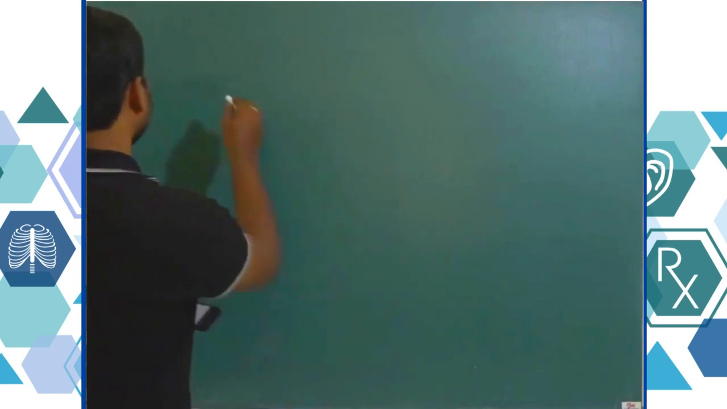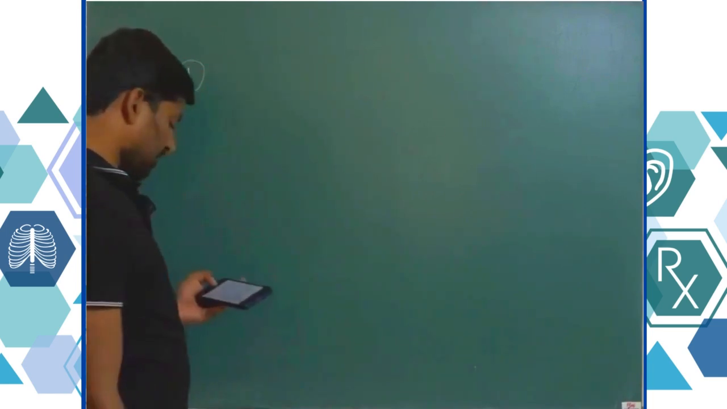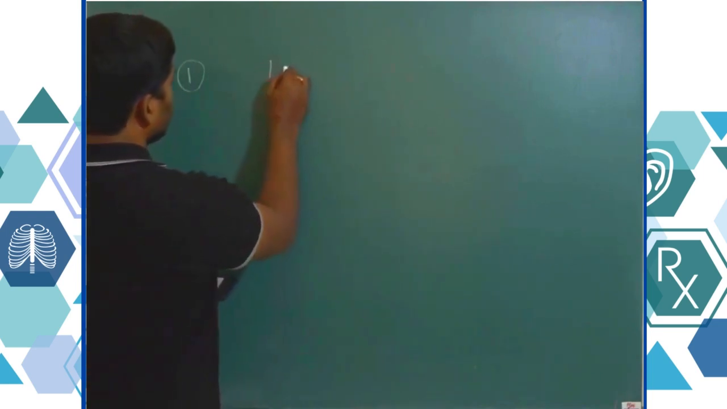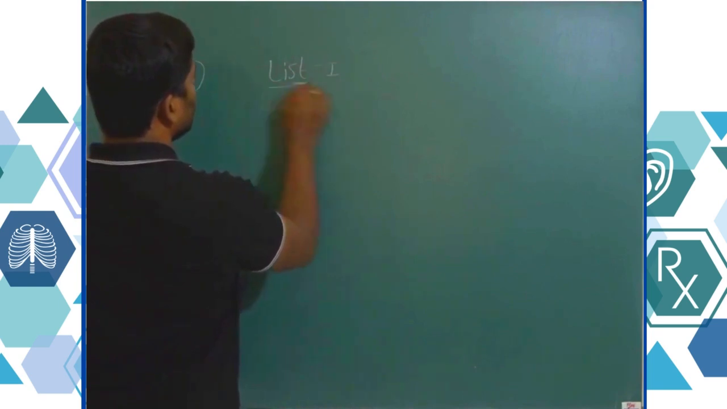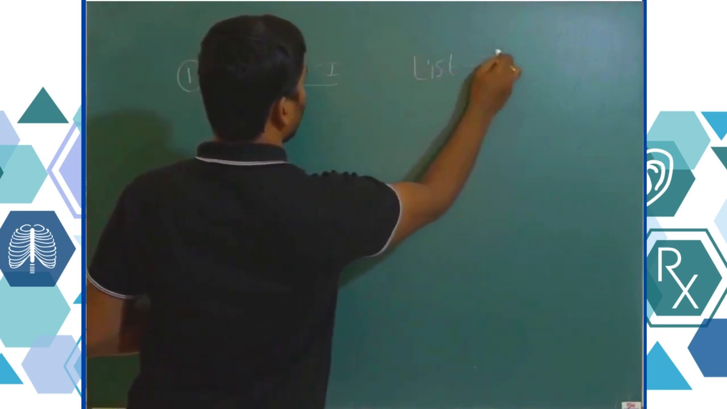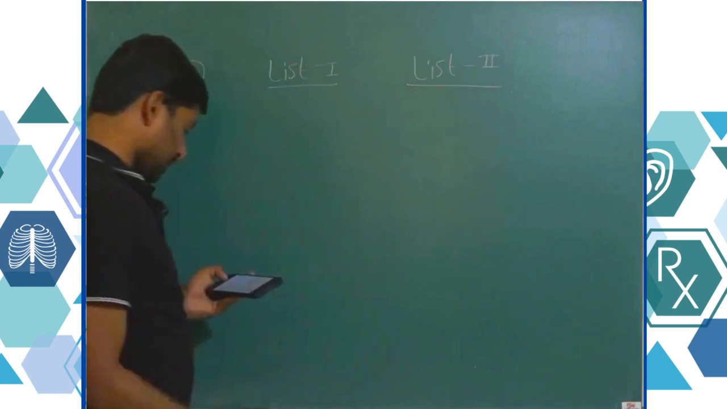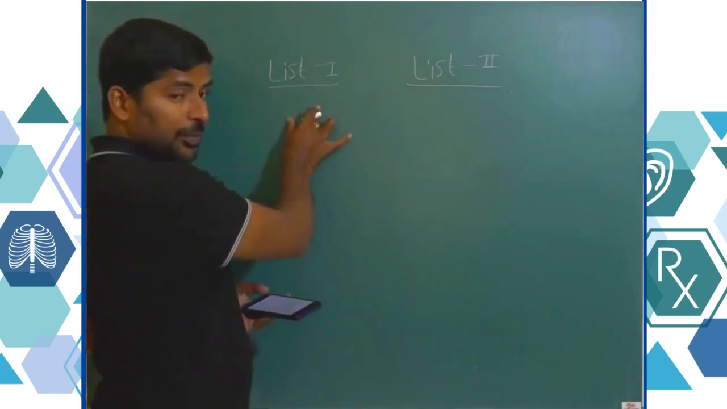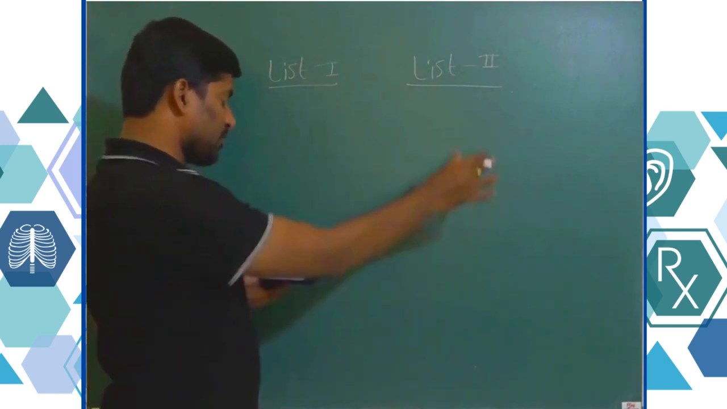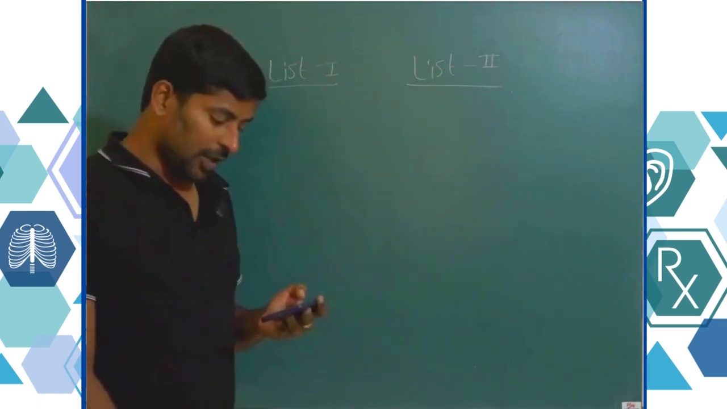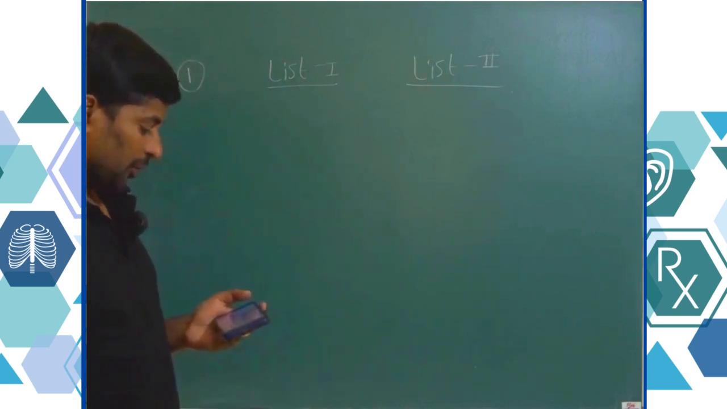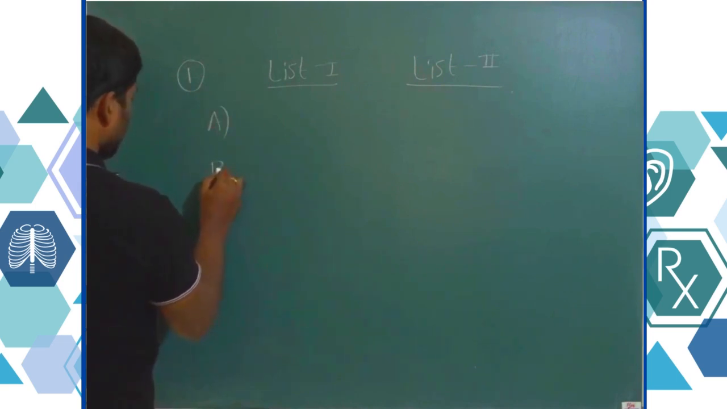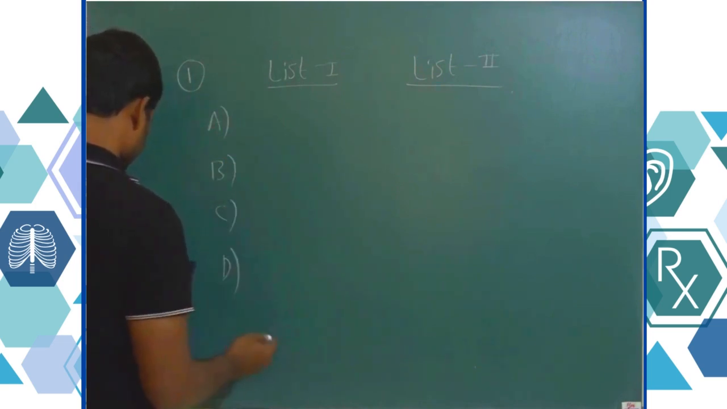Okay, first question. This was given in last time's TSGENCO exam, a direct question. Matching is given, list 1 and list 2. Match list 1, IR absorption bands. IR absorption bands are given in list 1. In list 2, the corresponding functional groups are given. So we have to see the correct matching. So A, B, C, D.